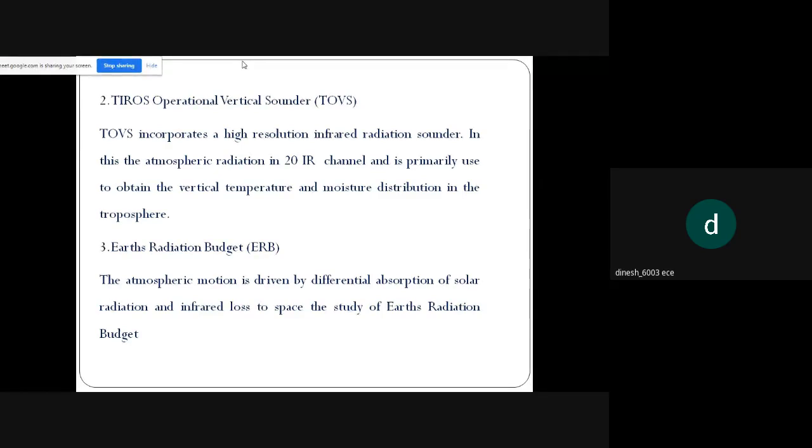TIROS, operational vertical sounder, will detect these changes easily in the troposphere. Then we have the ERB, Earth's radiation budget. The atmospheric motion is driven by differential absorption of solar radiation and infrared loss to space. So the study of this atmospheric motion of absorption was done by the Earth's radiation budget.